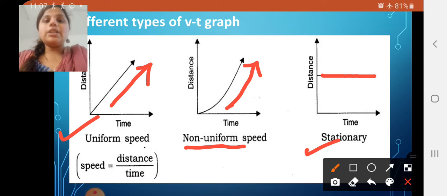Once again I am repeating: in uniform speed, when you plot the graph between distance and time, it always increases in a straight line. In non-uniform speed, because the intervals of time are not equal, it is in a curve form. And when you talk about the rest position, it is represented only by a straight line. So these are the different types of VT graph, or velocity time graph.